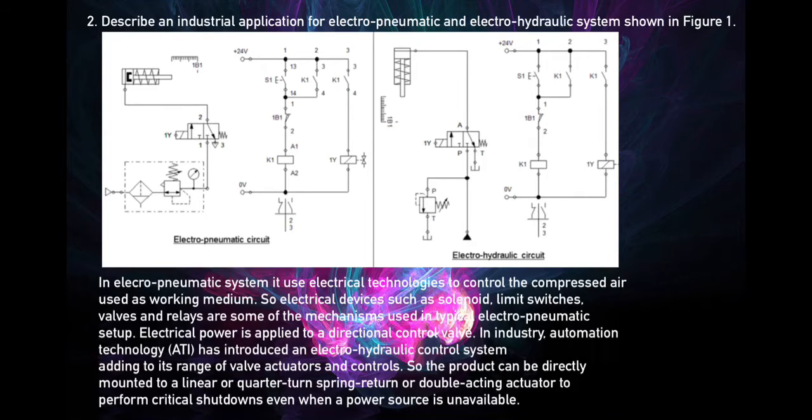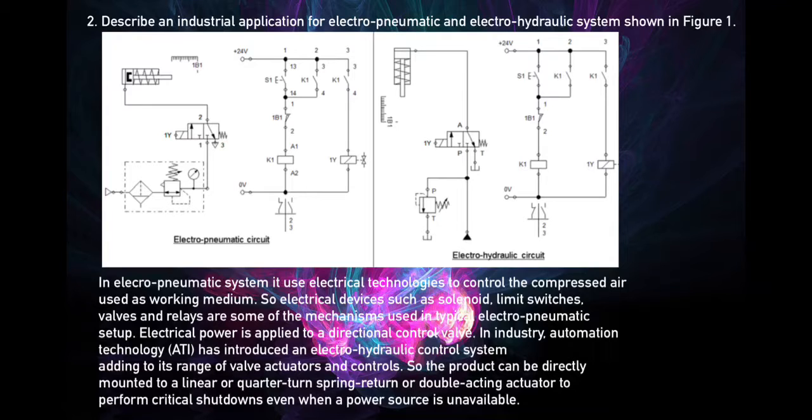Question number 2. Describe an industrial application for the electro-pneumatic and electro-hydraulic system shown in figure 1. The electro-pneumatic system uses electrical technologies to control the compressed air used as the working medium. So, electrical devices such as solenoids, limit switches, valves, and relays are some of the mechanisms used in a typical electro-pneumatic setup. Electrical power is applied to a directional control valve.